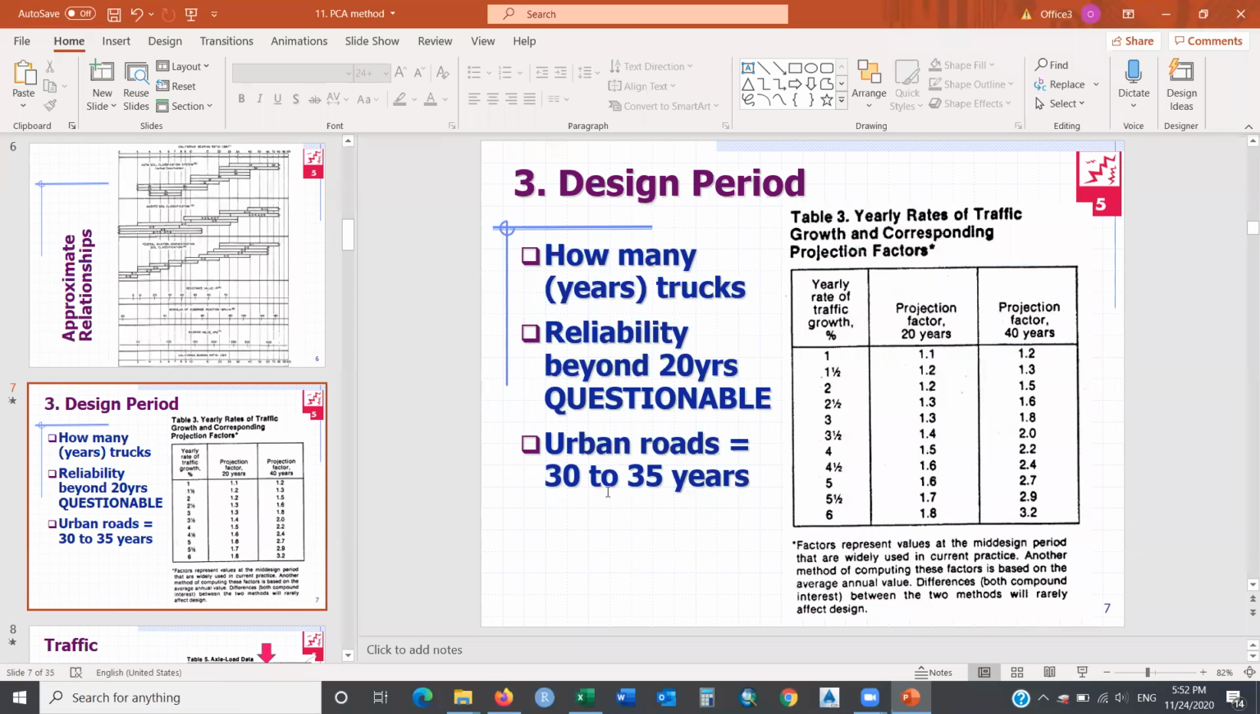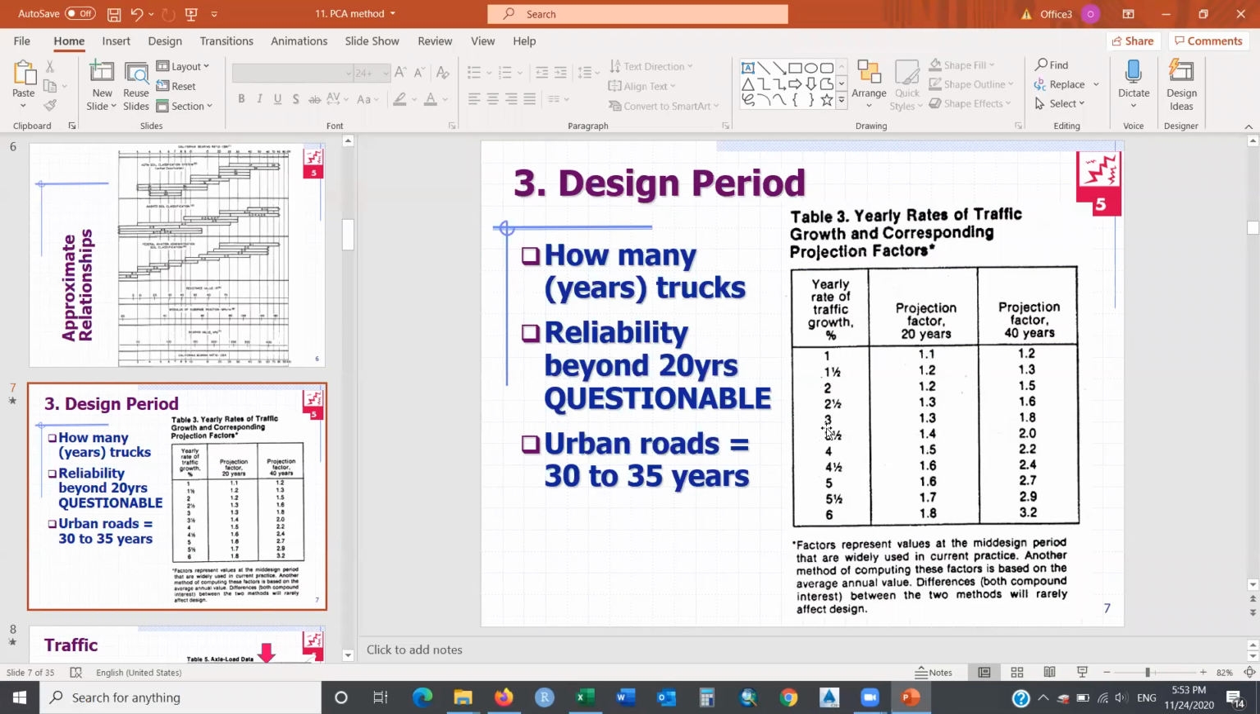We also have to consider what our design period is. The design period for highways is advised as no more than 20 years. For urban roads, it can be extended to 30, 35 years. In this method, we will have the projection factor depending on the yearly or annual growth rate. So this is not an accumulation factor. This is only to project the equivalent traffic if we grow constantly at a given rate.